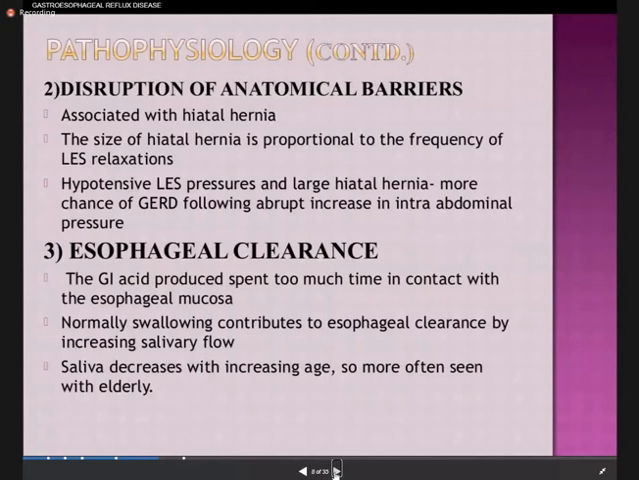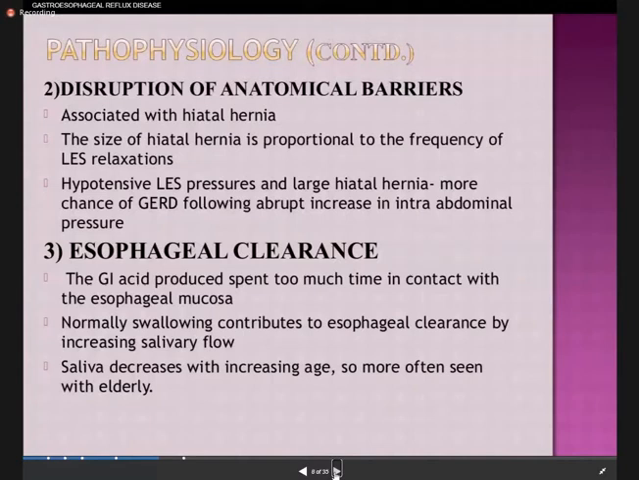Okay, so the other thing which contributes to GERD is the disruption of the anatomical barriers. And the disruption of the anatomical barrier is usually associated with the hiatal hernia. And the size of the hiatal hernia is directly proportional to the frequency of LES relaxation. There are certain conditions in which there is hypotensive LES pressure and a large hiatal hernia, with more chances of GERD following an abrupt increase in the intra-abdominal pressure.